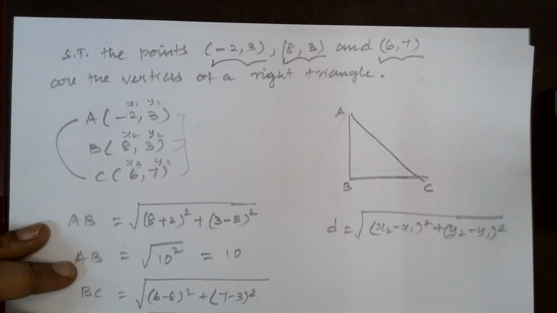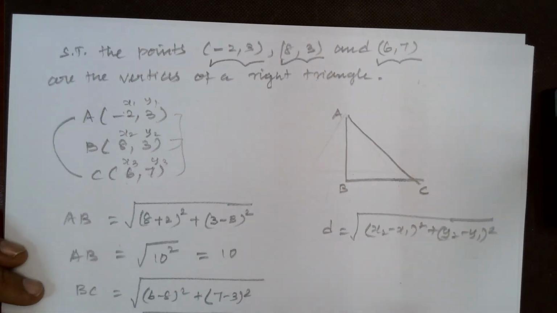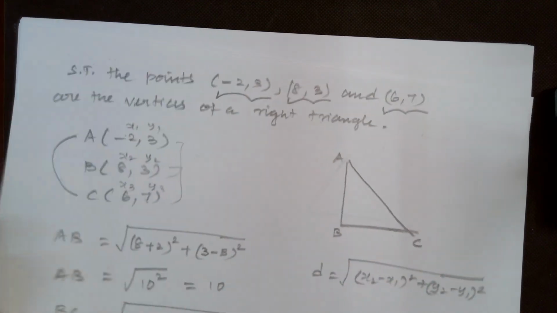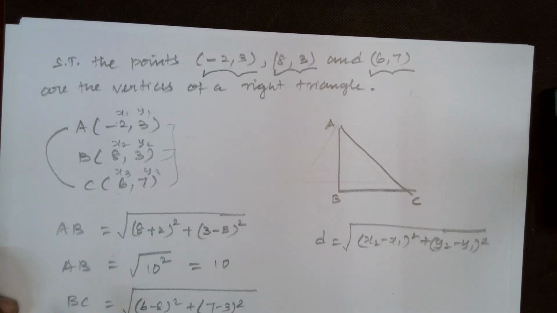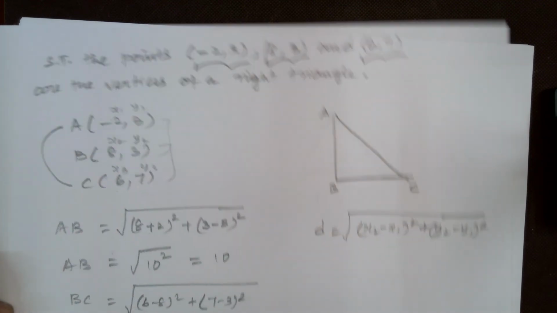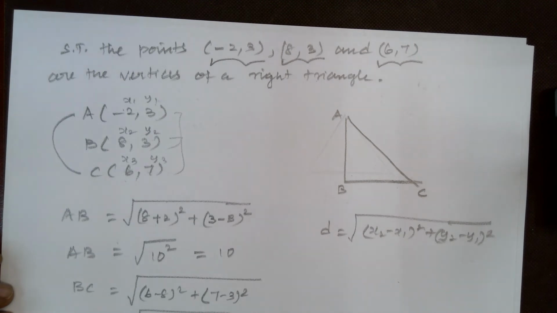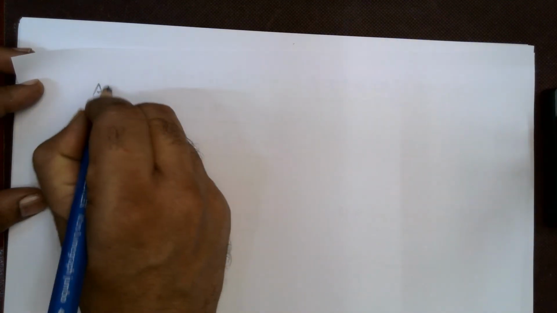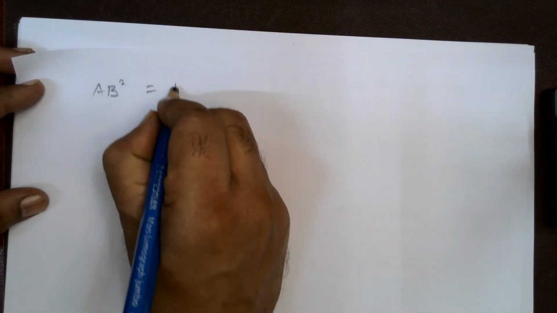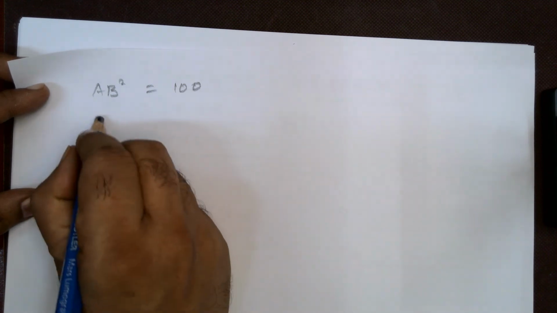Now, being a right triangle, we can apply the Pythagoras theorem. Okay? So what is Pythagoras theorem? That is hypotenuse squared is equal to opposite squared plus adjacent squared. Okay? So here, in fact, this is AB, this is BC. Let us consider AB squared. So what is the value of AB squared? AB squared is 100.